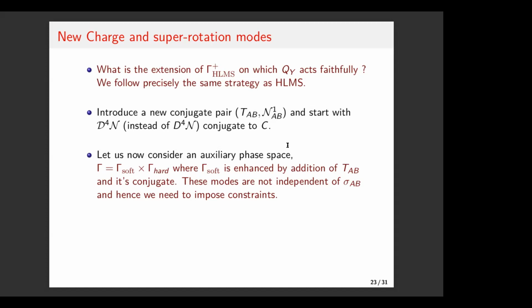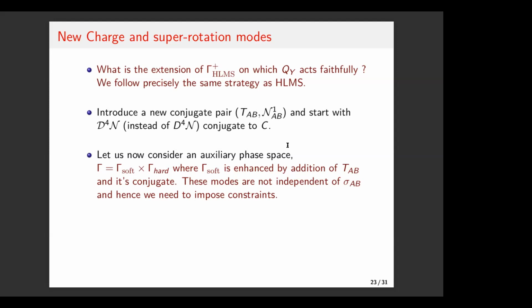So we introduce a new conjugate pair, the Goldstone tensor and a conjugate mode, which right now I just call script N1. We don't know right now what script N1 is. It's just some new auxiliary mode that we have introduced. And we start with the same conjugate pair for the constant shear and its conjugate. The only difference is that the fourth derivative has been twisted by the Goldstone tensor. So in the HLMS case, C was conjugate to D4N. Now it's conjugate to D4N where D has been twisted.